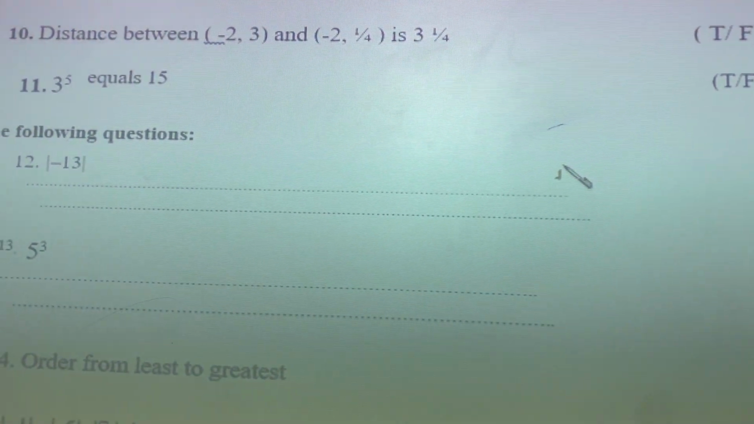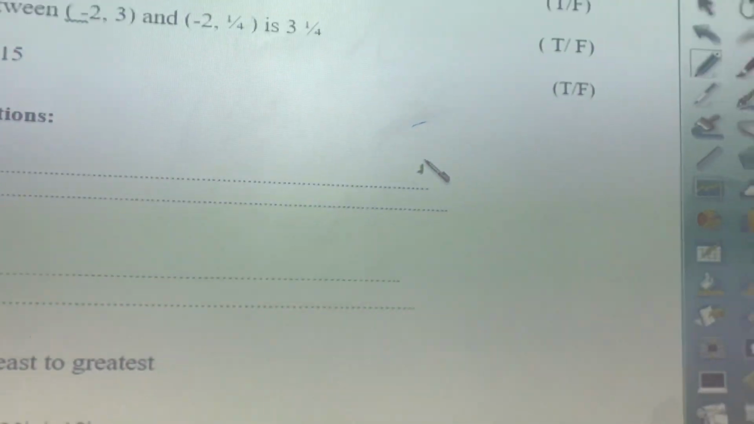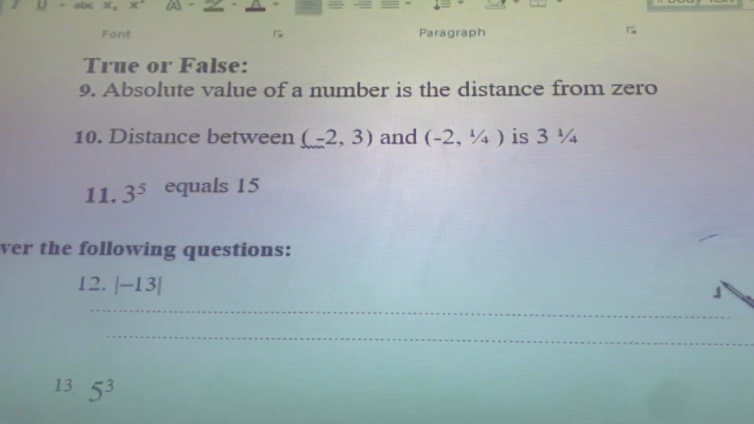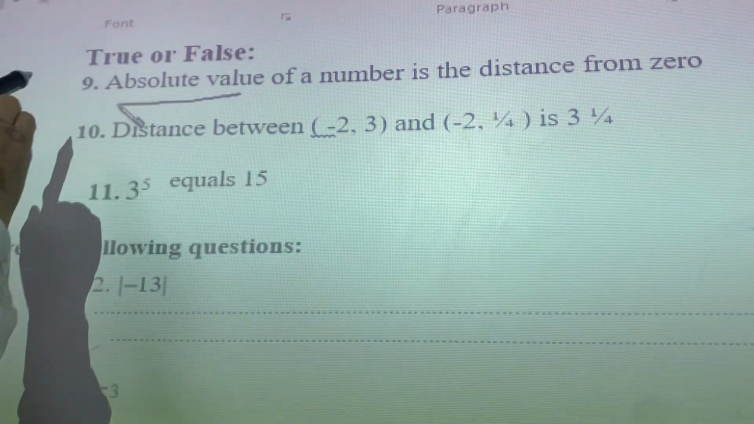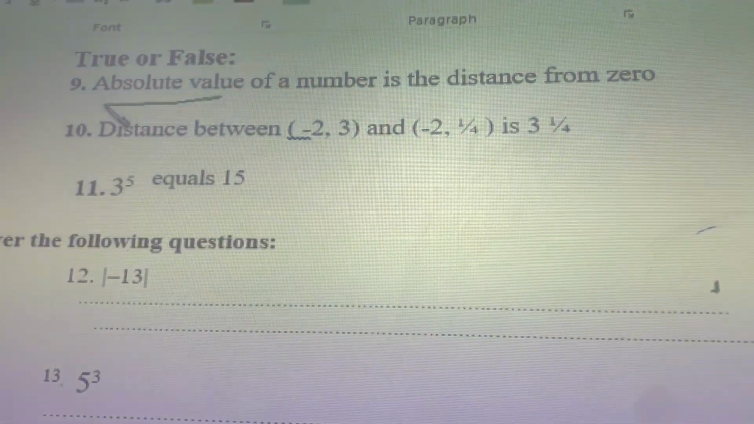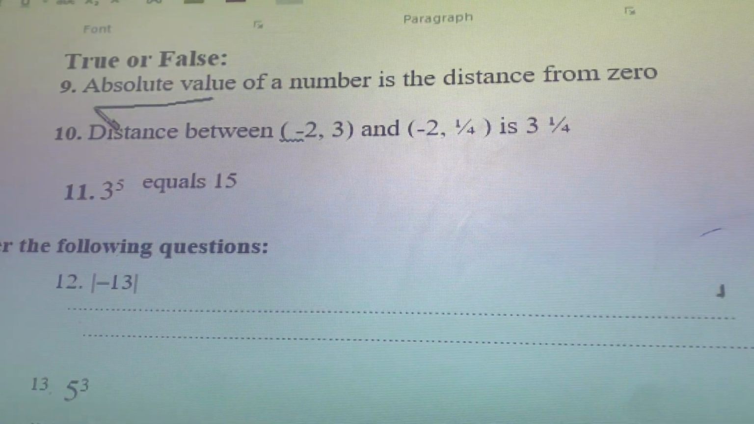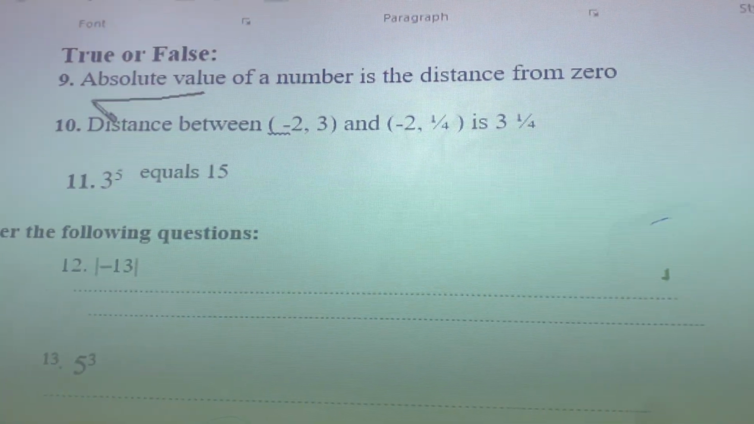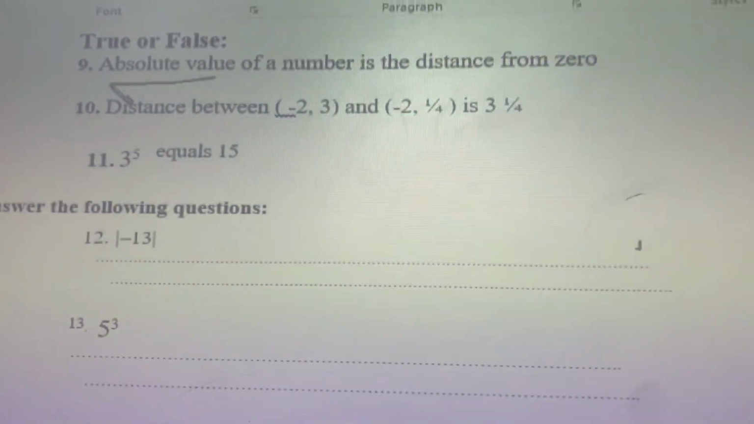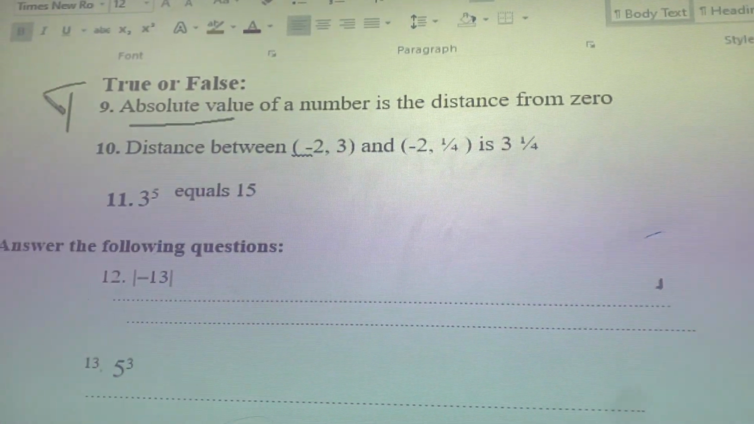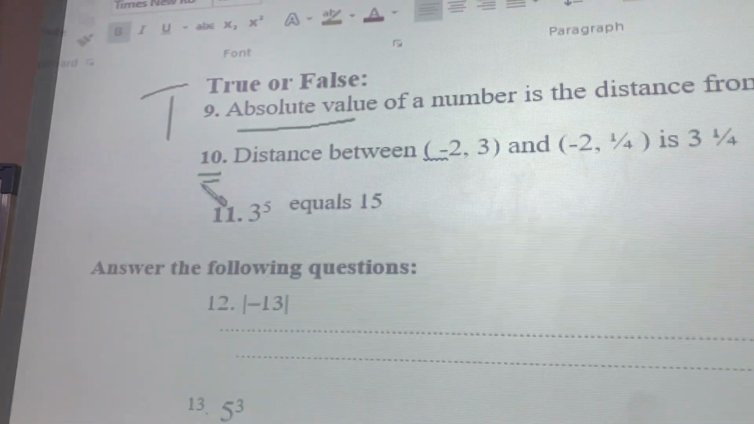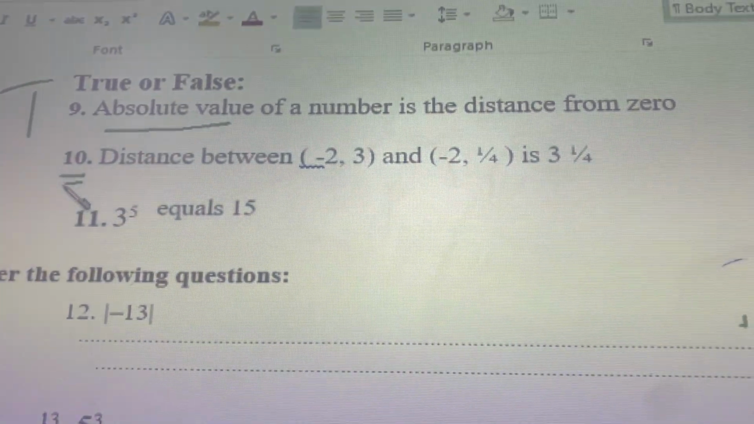Absolute value of a number is the distance from 0. Yes? So I mentioned before, this definition of the absolute value of a number is the distance of this number from 0. So the distance of negative 5 and 5 from 0 is the same, which is 5, yes? Because they are opposite. So the opposite numbers have the same absolute value. So this will be true.